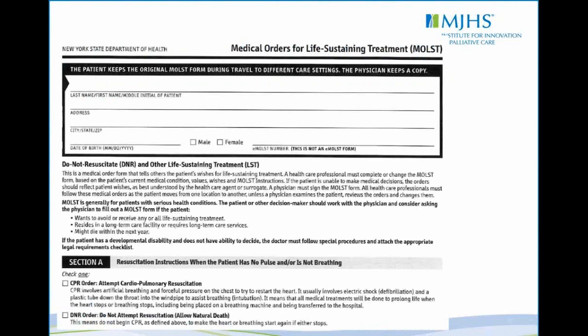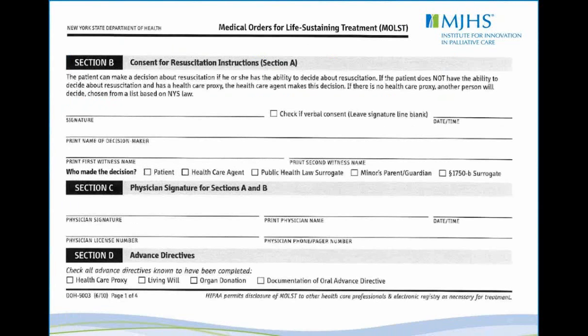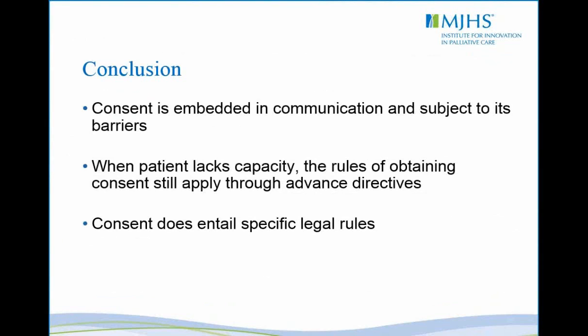So this is the document. Again, I'm sure you can find that on the web. Multiple parts need to be signed by a physician and by the patient or the surrogate who represents the patient.